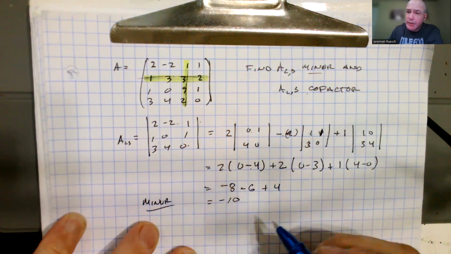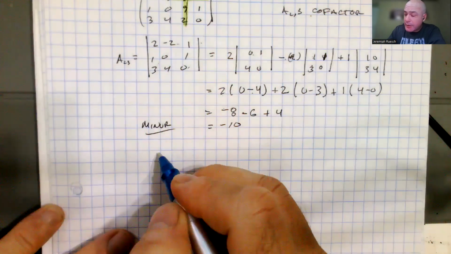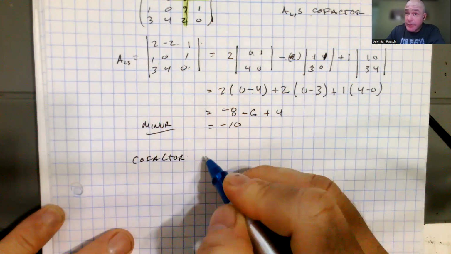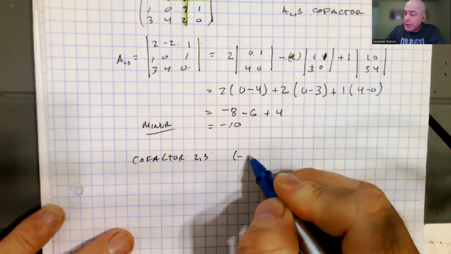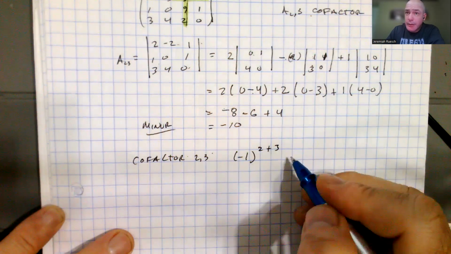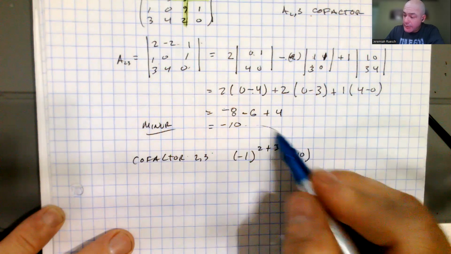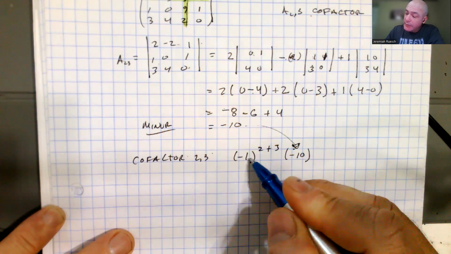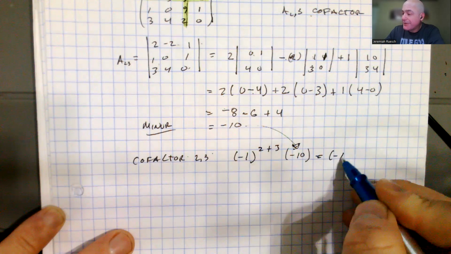And now to compute the cofactor, as you saw from the notes, the cofactor for this particular problem, for 2, 3, is going to be -1 to the 2 plus 3. This is the row and the column, times the determinant, which we just calculated. So this negative 10 comes in here, so we don't need to redo that. And then 2 plus 3 is a 5.